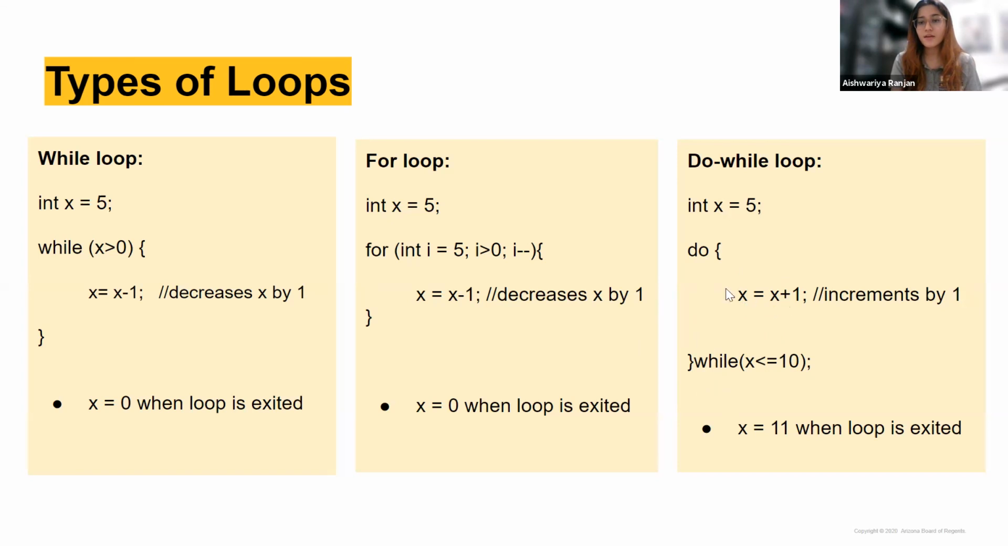And so once x is 10, we go into the loop, and then x's value increases by 1. So x becomes 11 now. And then when we check the condition, it's not satisfied. So we would exit this loop once x is 11.